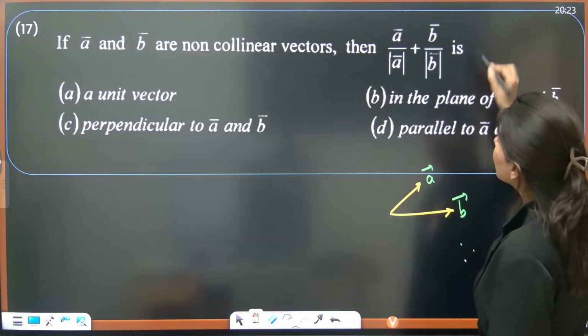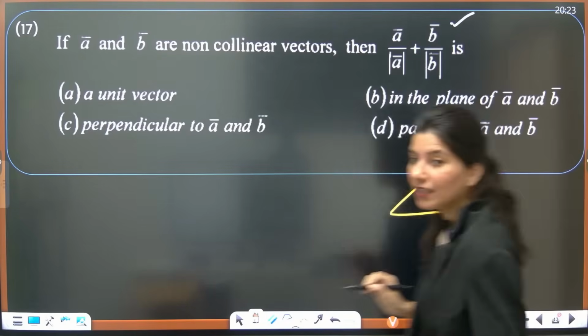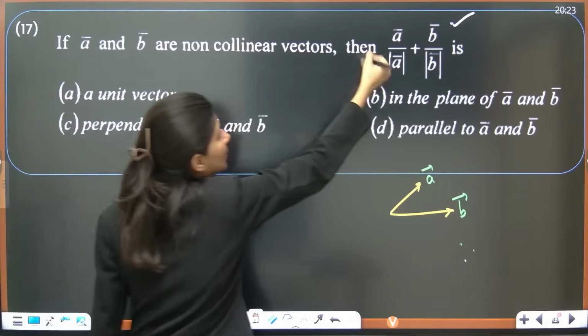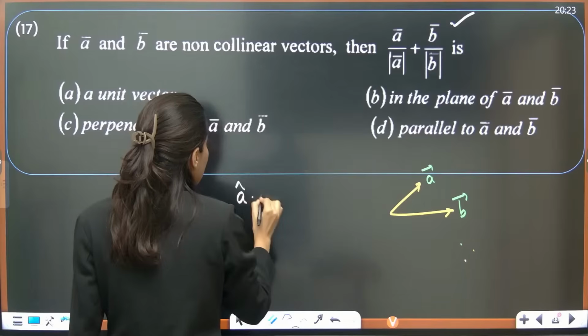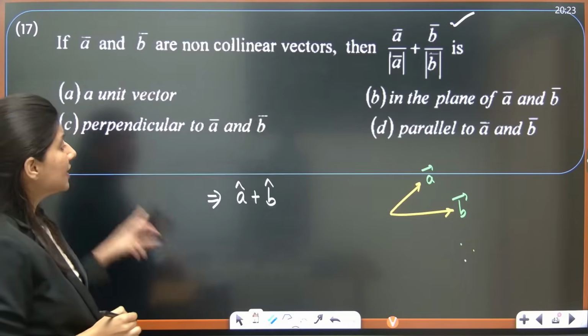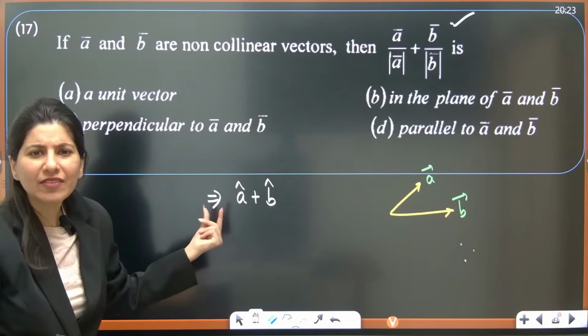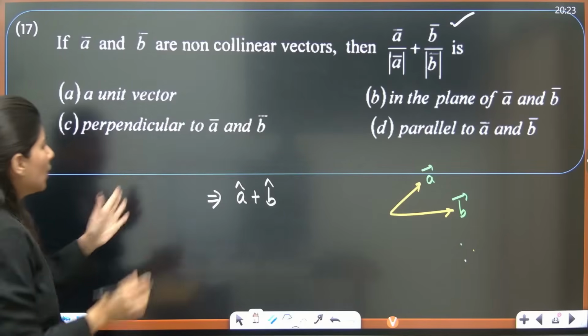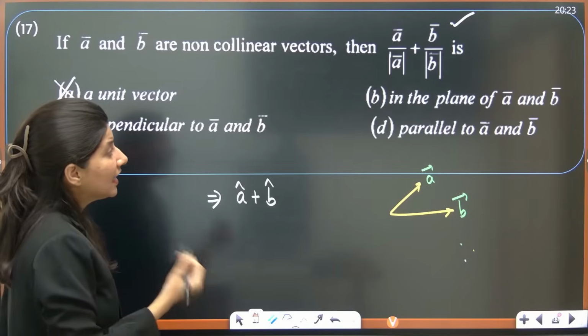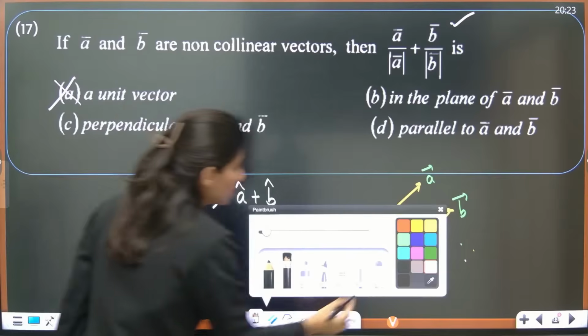Now what you are talking about is a upon magnitude of a plus b upon magnitude of b. So this is unit vector a plus unit vector b that you are looking for. Yes or no? They are saying this is a unit vector. No, no, no. The sum of two unit vectors is not a unit vector. Option A, false.